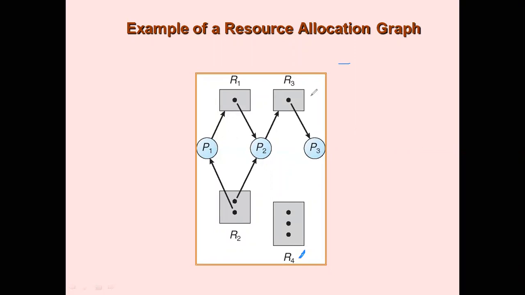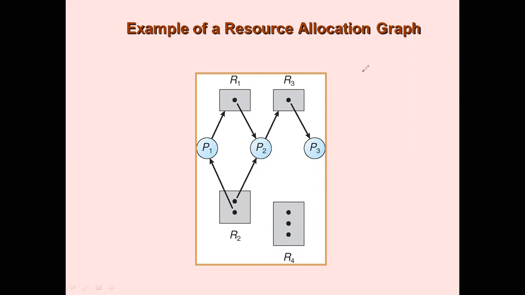Remember that there is a condition by the name of cycle. If your resource allocation graph has a cycle, then there is a chance of deadlock occurring. Sorry, there is no deadlock here because there is no cycle here. If there is no cycle, then there is no possibility of deadlock occurring. So since there is no cycle here, you cannot have a deadlock in this case.